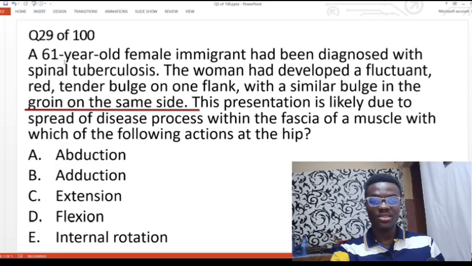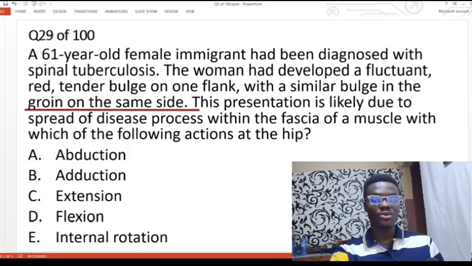The question says a 61-year-old female immigrant had been diagnosed with spinal tuberculosis. The woman had developed a fluctuant, red, tender bulge on one flank with a similar bulge on the groin on the same side. This presentation is likely due to the spread of the disease process within the fascia of a muscle with which of the following actions at the hip: abduction, adduction, extension, flexion, internal rotation.